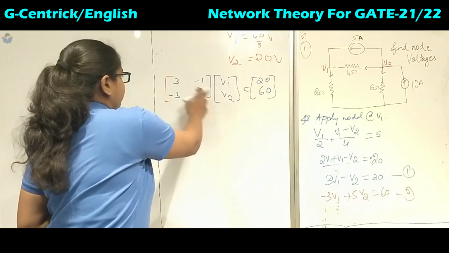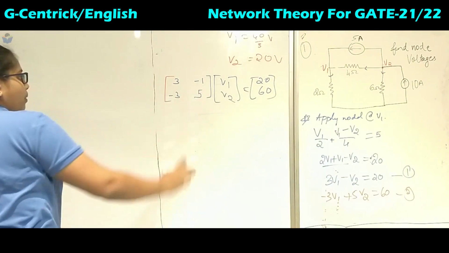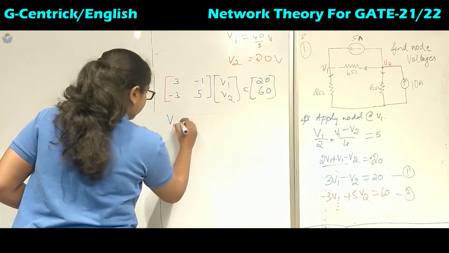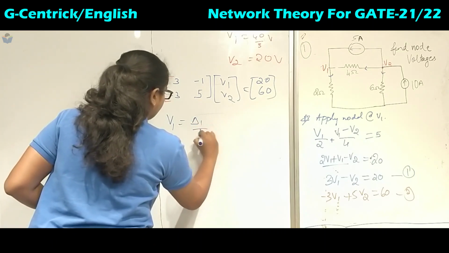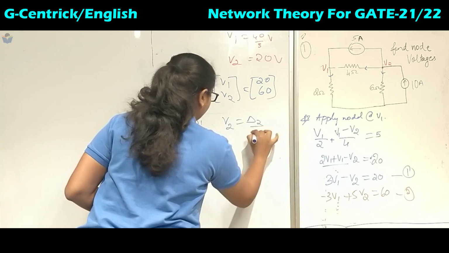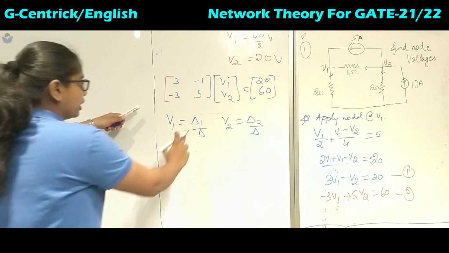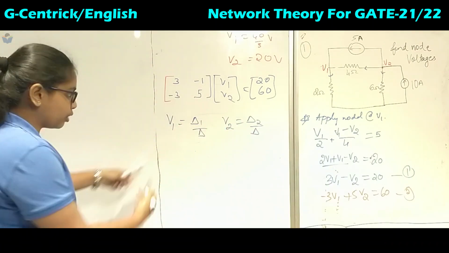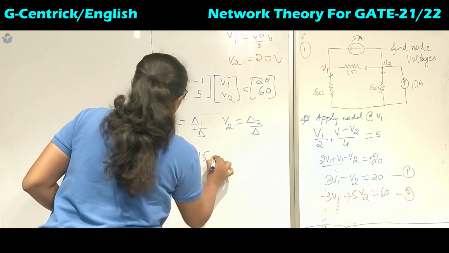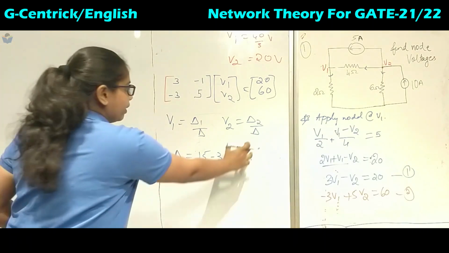When you multiply with V1 and V2, you will get the same equations in equation form. So this is the matrix form. Now to find the value of V1 and V2, there is a formula. V1 is equal to del 1 upon del and V2 is equal to del 2 upon del. This del is nothing but the determinant of this matrix. Del 1 and del 2 I will tell you when we solve that. First we will find the value of the determinant. It's nothing but 15 minus 3, which is equal to 12. So we got the denominator value, that is 12.